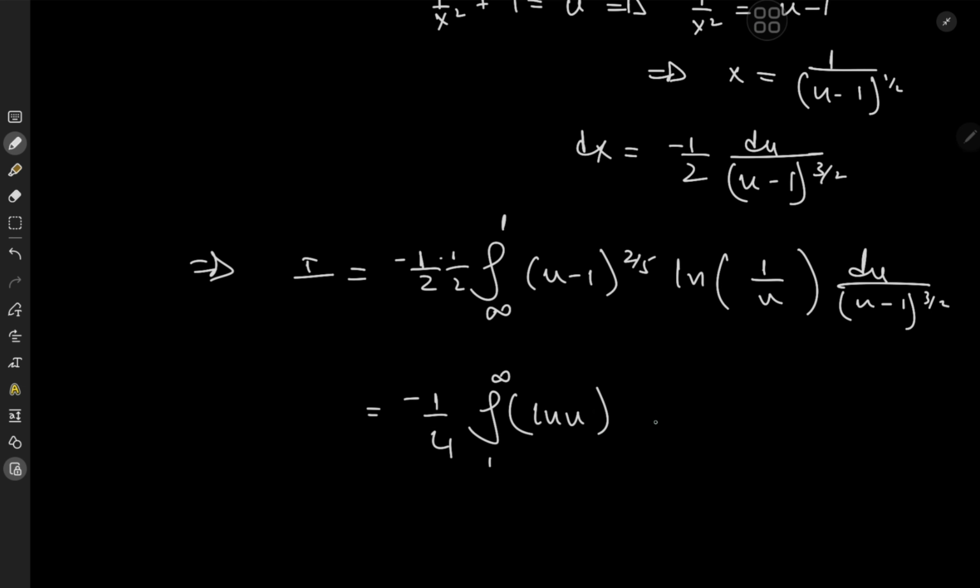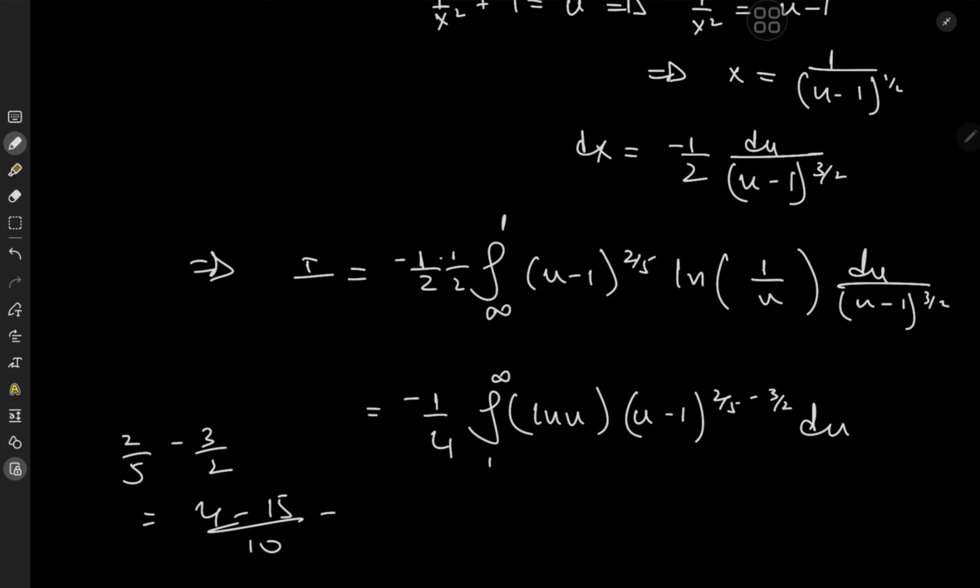And what else do we have? Well, we have u minus 1 to the 2/5 minus 3/2 du. Okay, I got this. 2 over 5 minus 3 over 2. This has got to be 4 minus 15 over 10. That is minus 11 over 10.